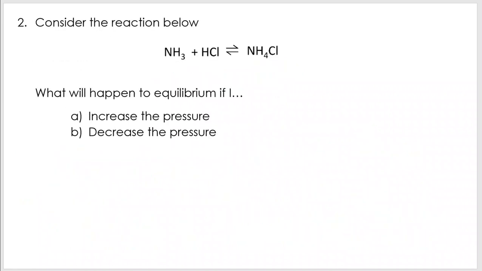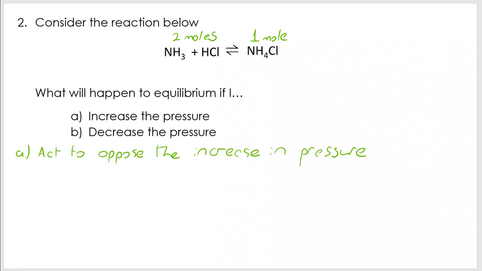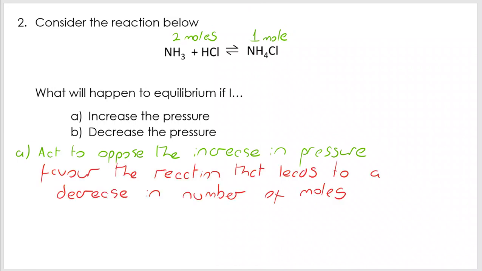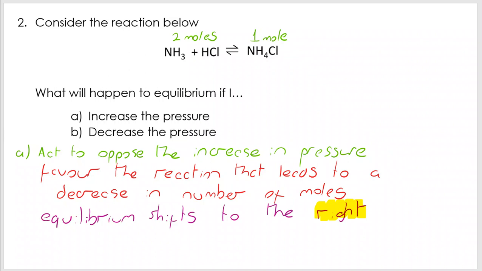Let's look at another example. In this case, we've got 2 moles on the left and 1 mole on the right. So for A, if I increase the pressure, the system will act to oppose that increase. So it's going to want to decrease. It's going to favour the reaction that leads to a decrease in the number of moles. Got 2 to 1. So the equilibrium will shift to the right.